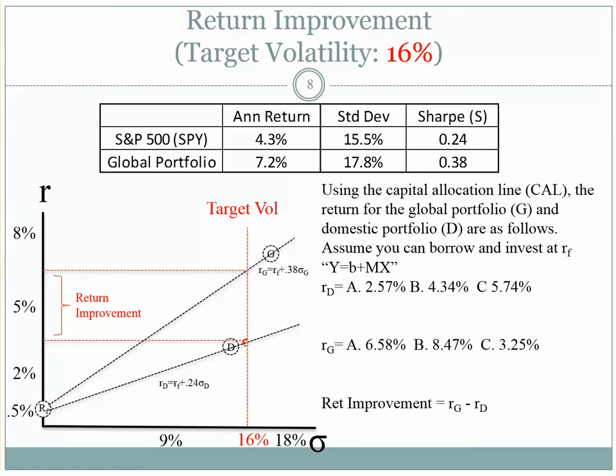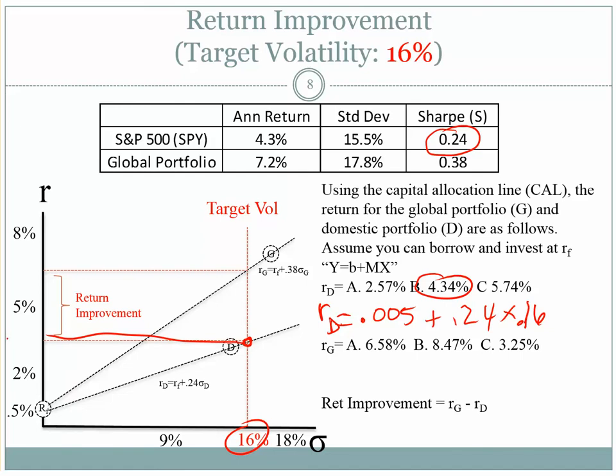For a domestic portfolio that has a slope of 0.24, my return on that domestic portfolio is going to be, according to my equation of a line, using a 0.5% risk-free rate, risk-free rate plus slope 0.24 times my desired standard deviation 16. That'll give me a 4.34% return. If I invest in global, I can get a much higher rate of return.